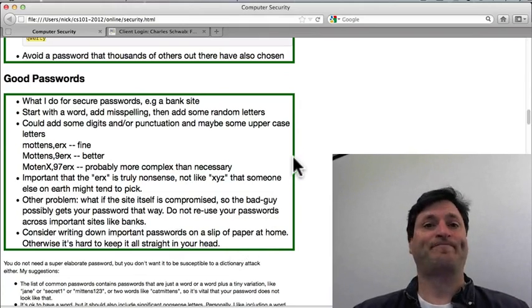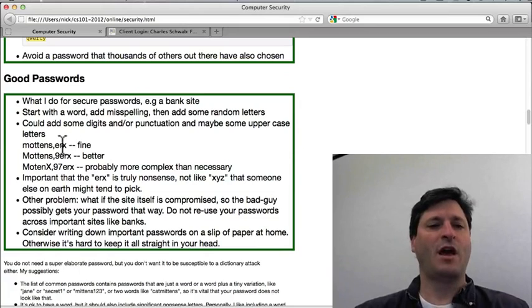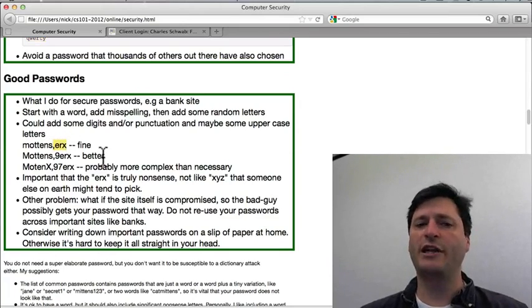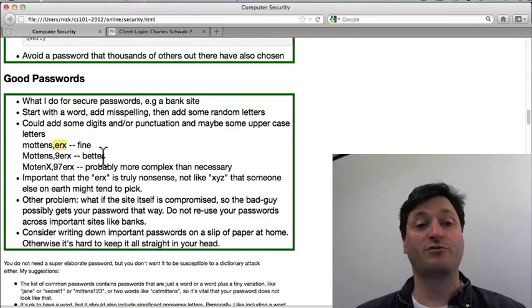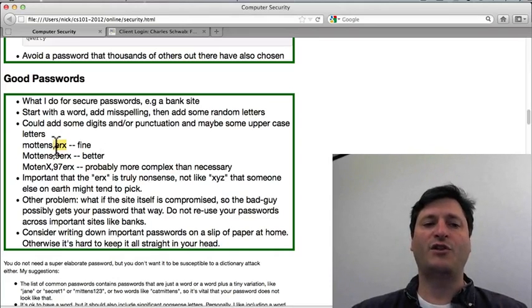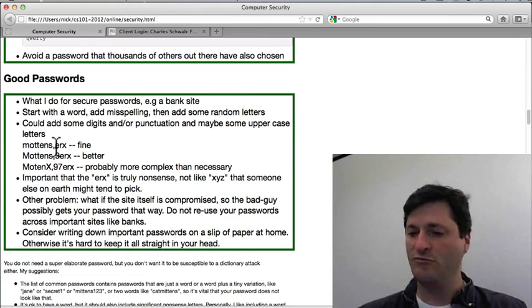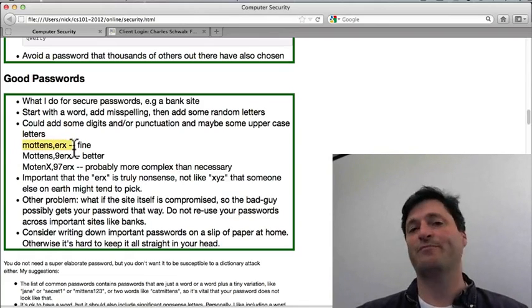So here's what I do. Start with a word. Here I use the example mittens, just some random word, and I add a little misspelling. Change a letter, mess it up a little bit, so it's not quite right. And then here I added comma, ERX, just a little random something in the middle or the beginning and the end, so it's really not a word anymore. That's pretty good. It's important here that the ERX is not like ABC or XYZ or something that anyone else on earth would have thought of. It's just a really random jumble, a few letters. So this kind of password I find to be pretty easy to type.